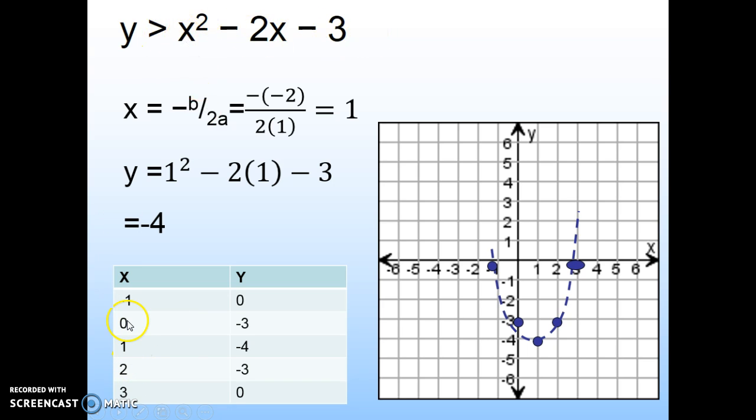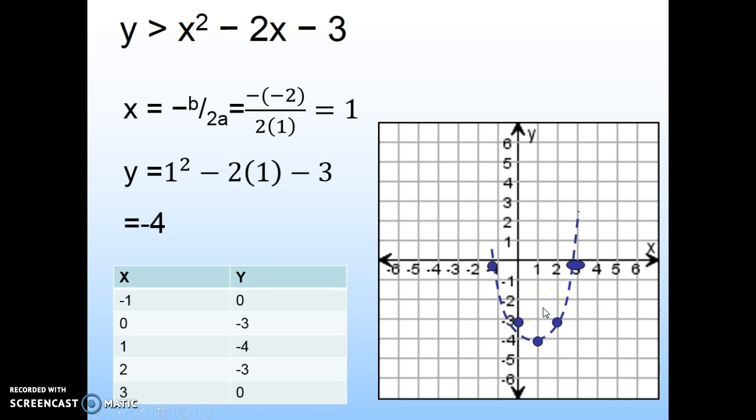So we plug 0 into the equation, so 0 for x squared, and you get 0 minus 3, so 0, negative 3. That is also what happens with 2. If you plug negative 1 in, you get 1 minus negative 2, which would be 1 plus 2, which is 3, minus 3, which is 0. And it is a dashed line because of the greater than sign. It's not an equal to, so we have a dashed line.